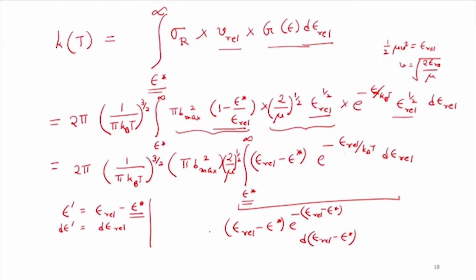But now look at what I have done in this process: I have actually multiplied in an extra factor, which is e to the power plus epsilon star by kBT. I have put it inside the bracket, which is why there is a minus sign, so I have to also multiply by e to the power minus epsilon star by kBT. Then I can integrate it. This is the value of the integration, and then I can switch to epsilon prime, and we know that if the lower limit of epsilon relative is epsilon star, then epsilon prime goes to 0.